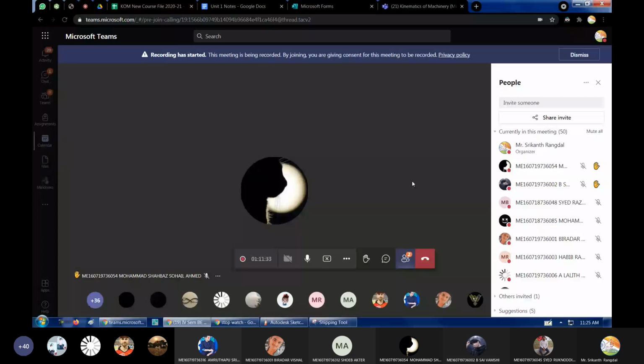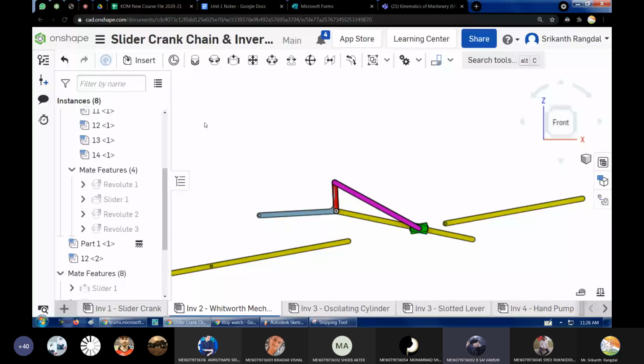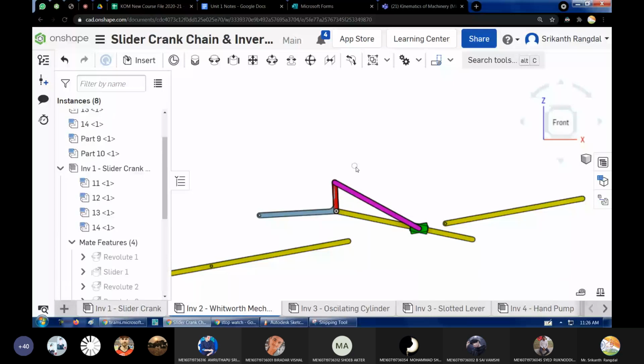Vamshi, because you're good with CAD, I'd like to use your help with the CAD models. So I hope you have already made an account with Onshape. Yes, sir. Okay. So I will share this file with you. Just send me your email ID for this Onshape. I will share these models with you.